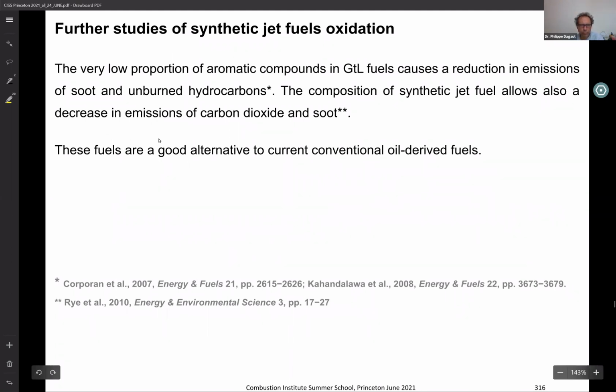So the very low proportion of aromatic compounds in gas-to-liquid fuels causes a reduction in the emissions of soot and unburnt hydrocarbon, according to the literature. And the composition of synthetic jet fuel allows decreased emission of carbon dioxide and soot. And these fuels are a good alternative to conventional oil-derived fuel, as I mentioned before.